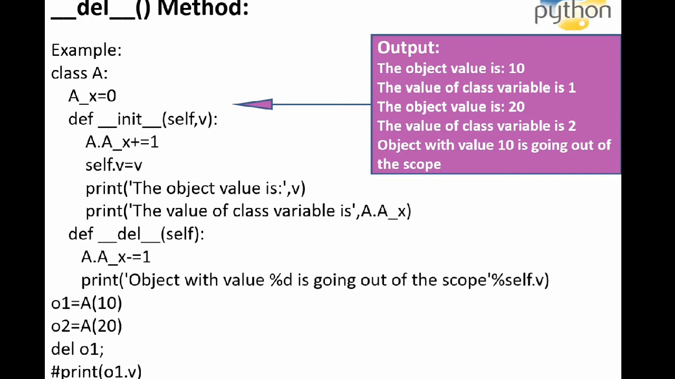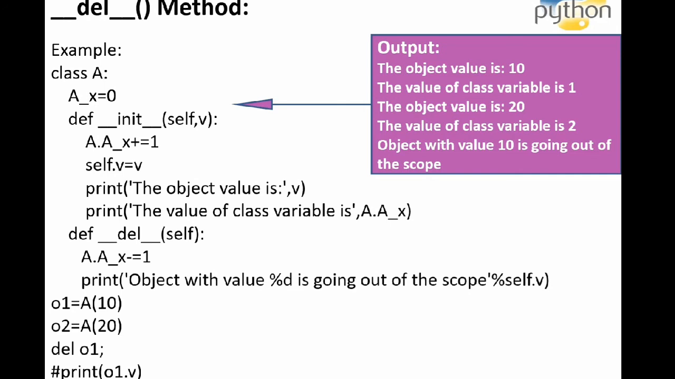In the next line, I have used the del keyword. So I said del O1. When I said del O1, this del method is called. Even if you don't write this del method, an internal method will be called and the object will be deleted. If you want to specifically write something on the screen, or do some closing operations, like closing the database connection and all that, you can override this del method and keep it in your class.